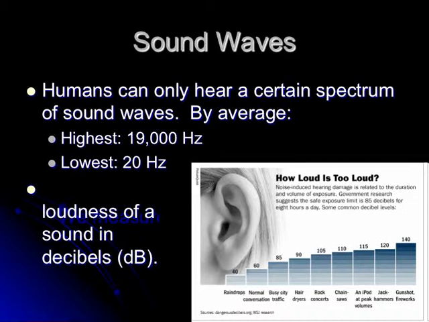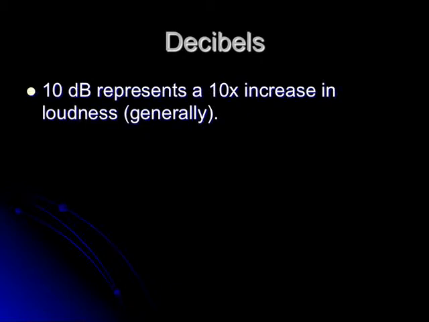All right, guys. On the decibel scale, every 10 decibels represents 10 times louder, and that's from 0. So 10 decibels would be 10 times louder than 0. 20 decibels would be 100 times louder. 30 decibels would be 1,000 times louder than 0. 40 decibels, 10,000. 50, 100,000.